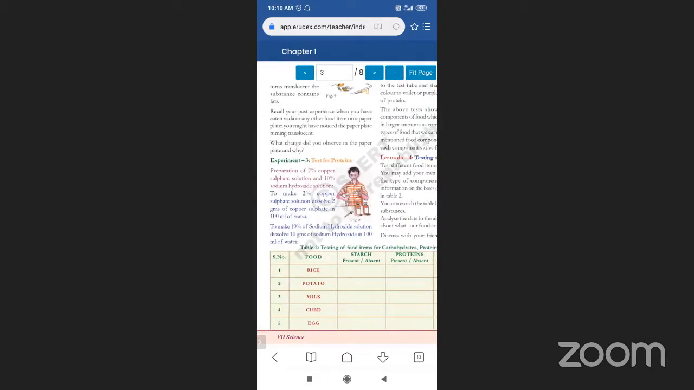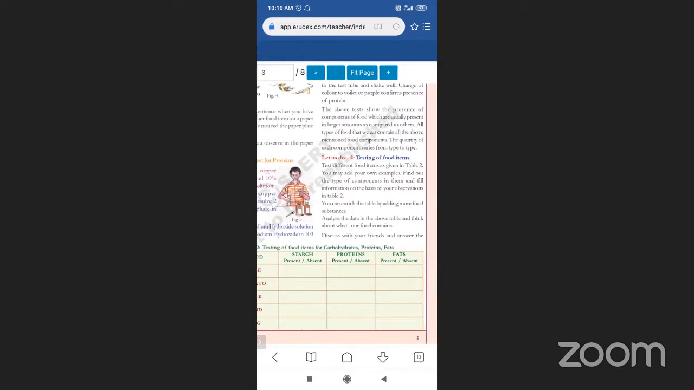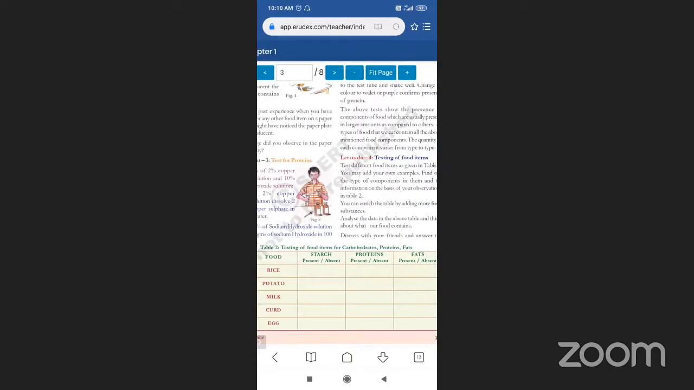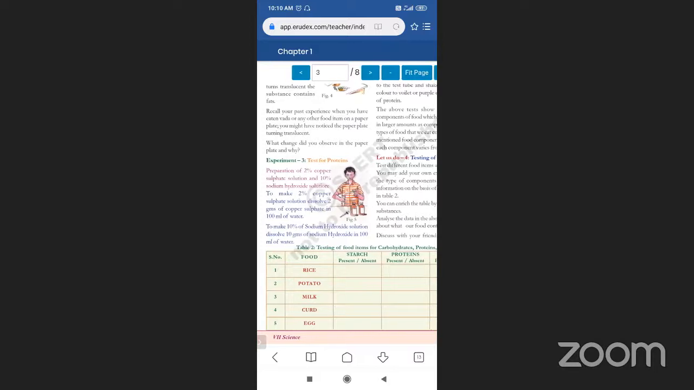I'll explain once in this session, but I'm not writing anything, so you should do this tabular column work by copying the tabular column. After completion of the session, copy the tabular column into your notes and complete the remaining columns by yourself. Now I'll explain once in the session.